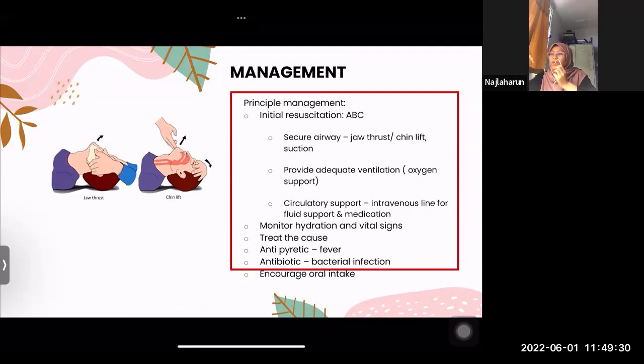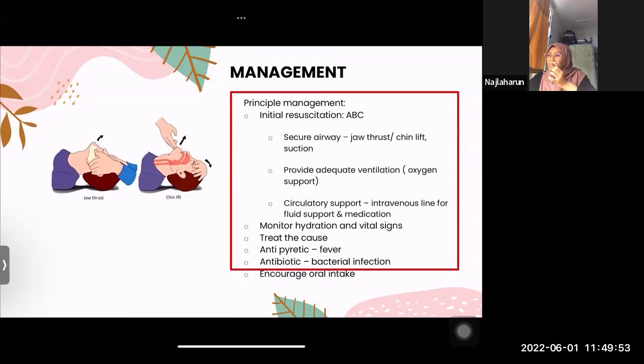So first, airway, secure the airway. This patient, if conscious, then we do a jaw thrust. In case the patient child is unconscious, we do a chin lift, and then make sure there is no obstruction. So do a suction to clear the airway, and then provide adequate ventilation, give oxygen support, and at the same time we need to measure the pulse oximetry.